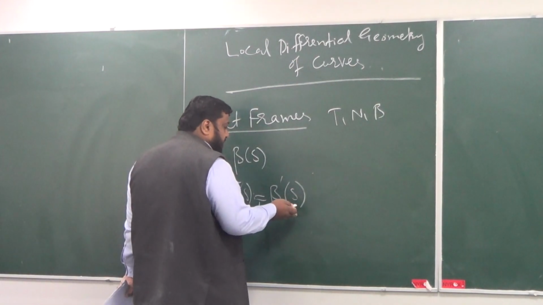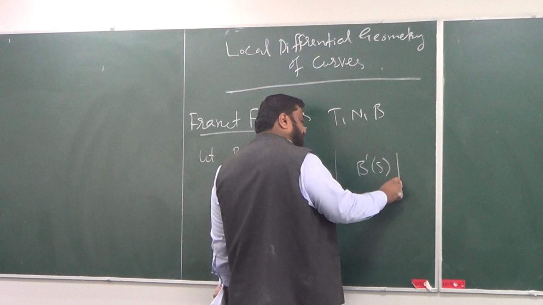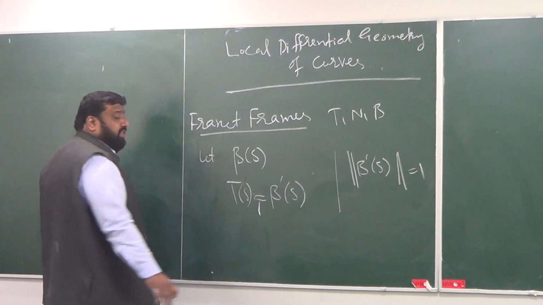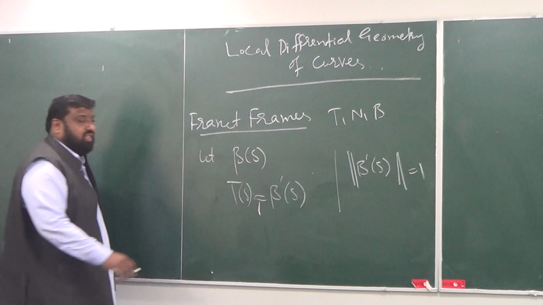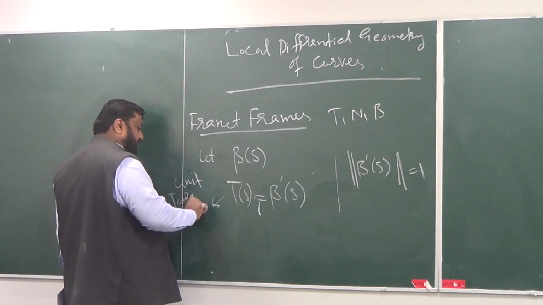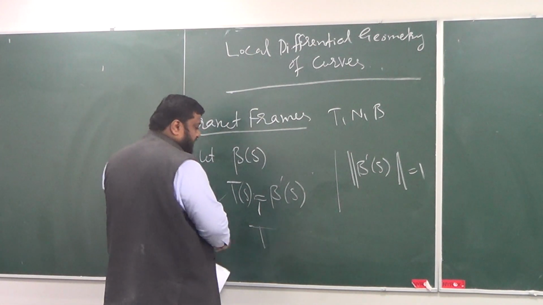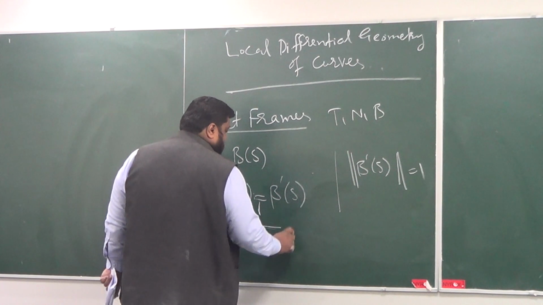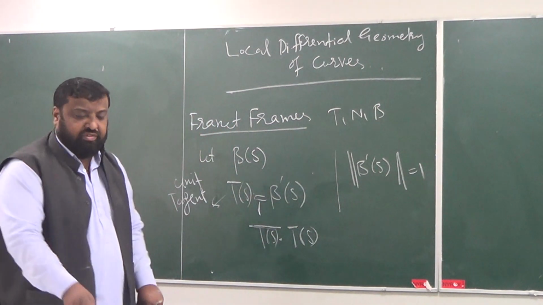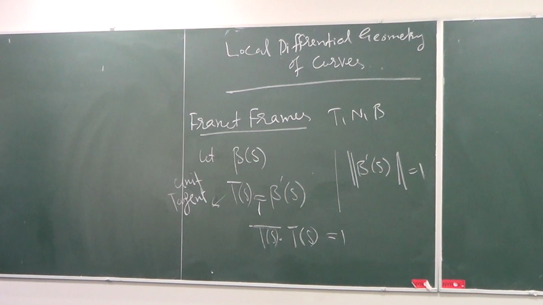We know that beta prime is unit speed. What does it mean? It means that the norm of this is 1. In other words, the norm of the unit tangent vector is 1. This tangent vector is not just a tangent vector, but a unit tangent vector. And if it is a unit tangent vector, this satisfies the equality that if you take the dot product of the tangent vector, everything depending on s, with itself, you're going to get 1. Are you getting it?